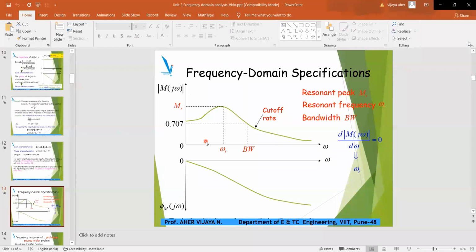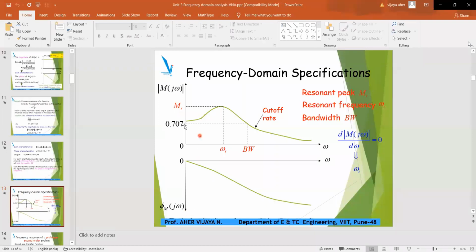How to plot? In frequency domain analysis, two parts are important: one is magnitude and the second is phase. Magnitude is denoted by mod of M(j omega), and phase is denoted by angle of M(j omega), or you can write phi_m(j omega). Magnitude and phase are two very important specifications in frequency domain analysis.